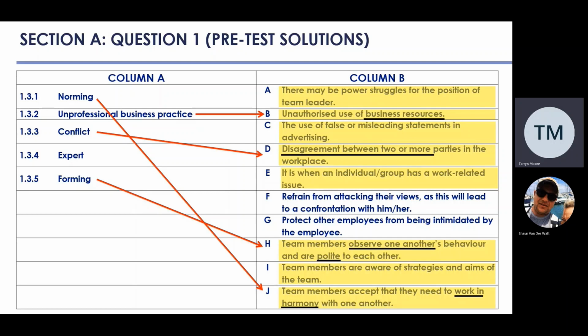Which now leads us to our last statement, being expert. Now, when I see the word expert, I think of somebody who knows exactly what they're doing. They have the knowledge. Your statement says, refrain from attacking the views, as it will lead to confrontation with him or her. Or G, protect other employees from being intimidated by the employee. Attacking their views. Would you, if you are an expert, attack their views? Or would you protect the employee? Would you look at them being intimidated?